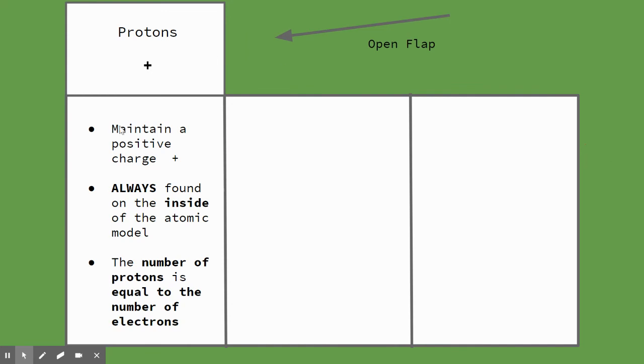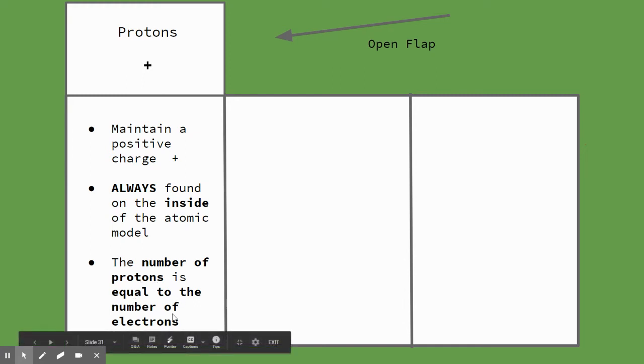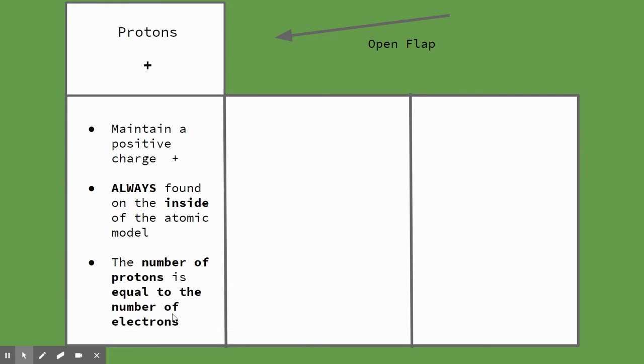So protons maintain a positive charge. They're always found on the inside of the atomic model. They're always in that nucleus, that very center piece. And the number of protons is equal to the number of electrons. That's super important to remember.